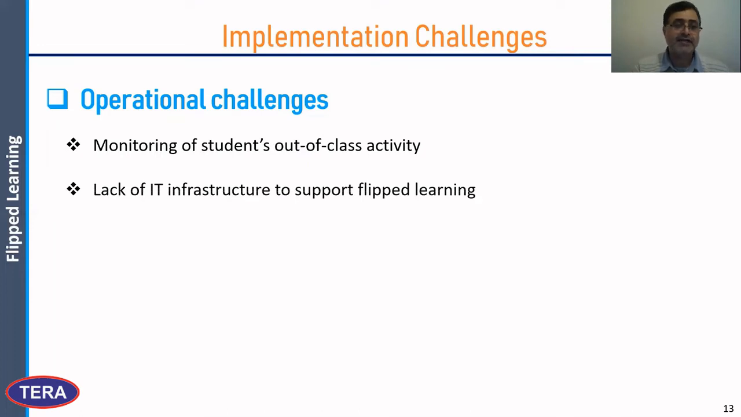Another one is lack of IT infrastructure to support flip learning. Flip learning needs a certain IT infrastructure, especially an LMS, learning management software, where you put all the material which you have developed or curated or collated that needs to be made available to the students. So there must be a system such as Canvas or Moodle or Blackboard. These are some of the most widely used LMS. Nowadays, the trend is to go towards Canvas.